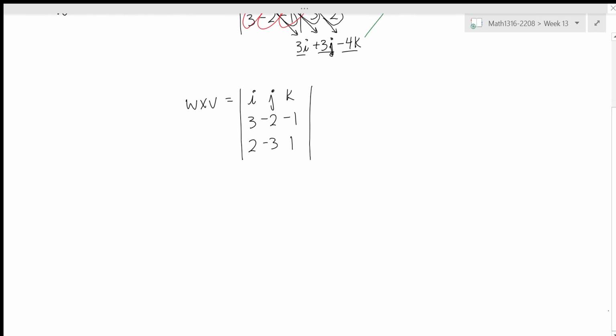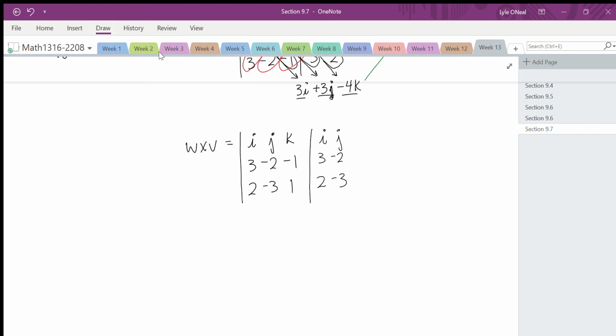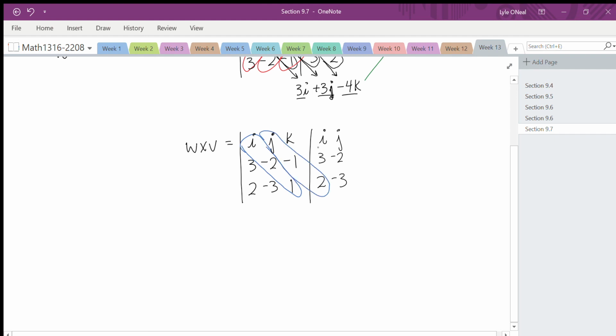So far, so good? And then the next step, you take the first two columns, and you copy and paste outside. I, 3, and 2. J, -2, -3. And then let's see. I'm going to use colors for this. Blue going down. And red going up.